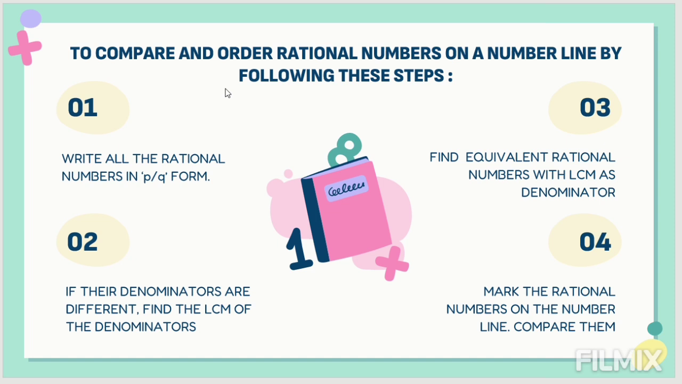Next, the third step is the most important step, because the moment you find the LCM, according to the LCM you need to find the equivalent rational numbers. That means making all the denominators the same and finding the equivalent rational numbers. Do it carefully. It is the most important step. Then the last step: marking the rational numbers on the number line and comparing them. Okay, this is it.